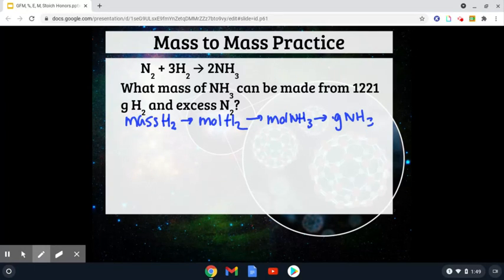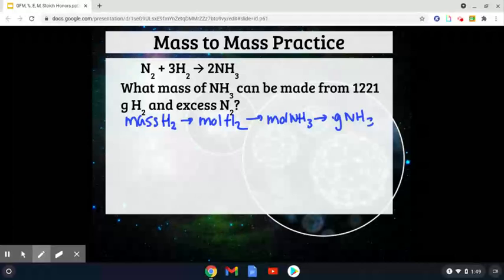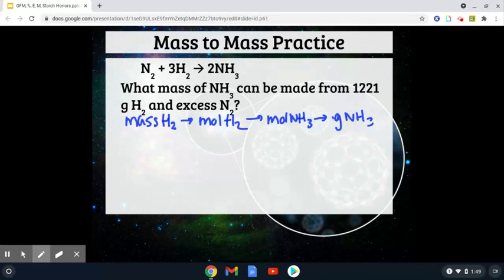So let's take a look. So you're always going to take the number that's given to you in the problem. In this case, it's 1,221 grams of H2. Again, keep your units because now this is where we're going to flip from one species to another. So we're going to flip from hydrogen into ammonia. So again, just like our regular conversion factors, we're going to want grams of hydrogen on the bottom, and we're going to want moles of hydrogen on the top.